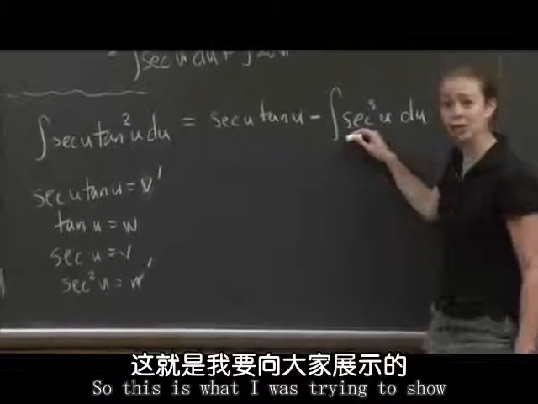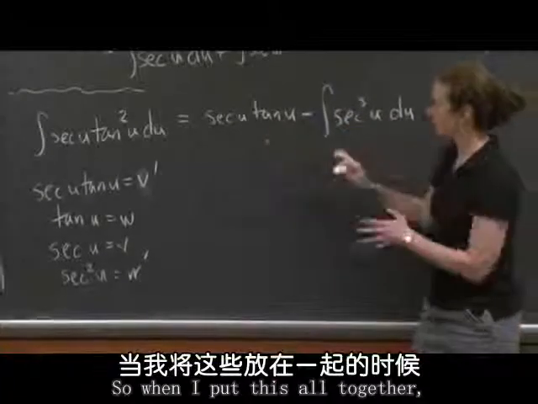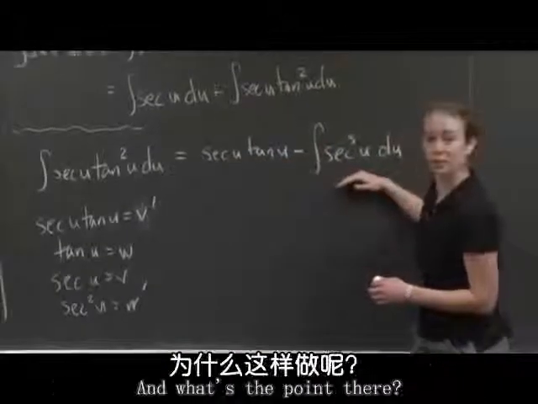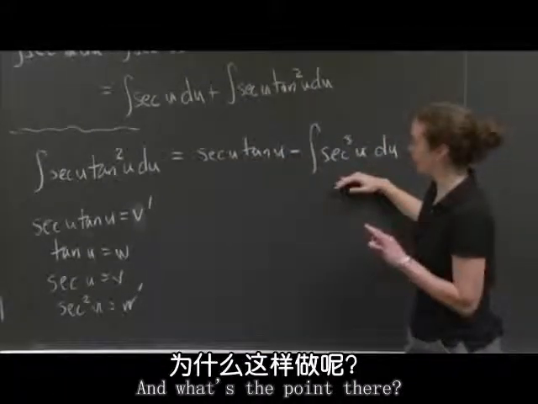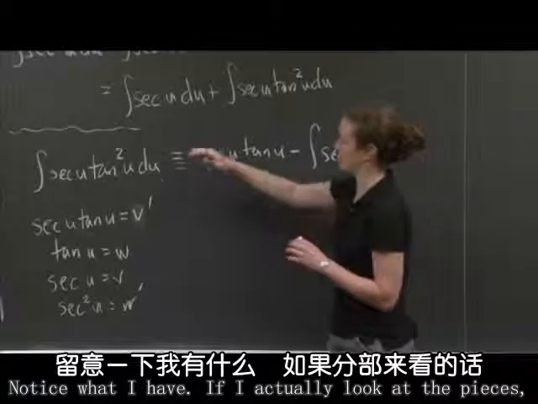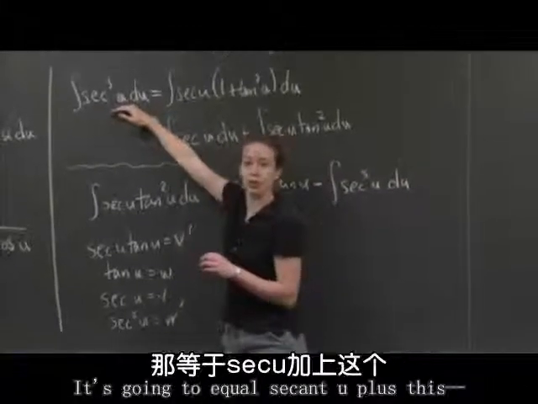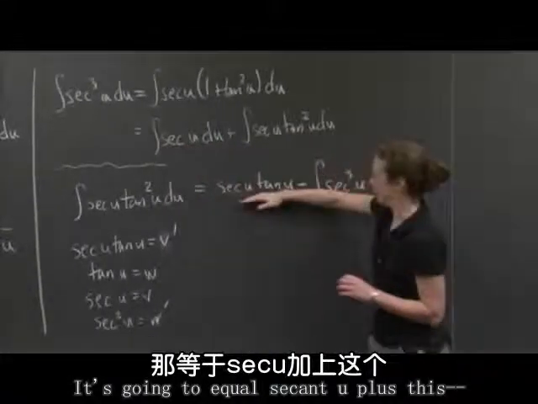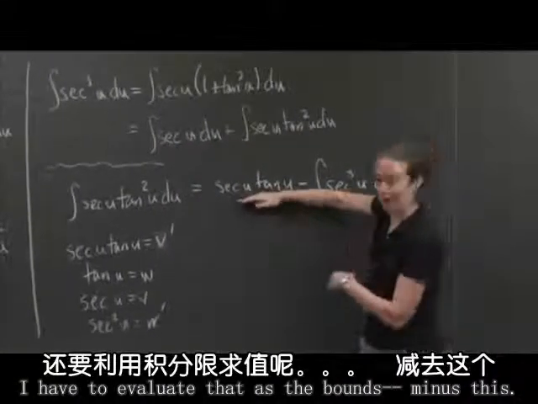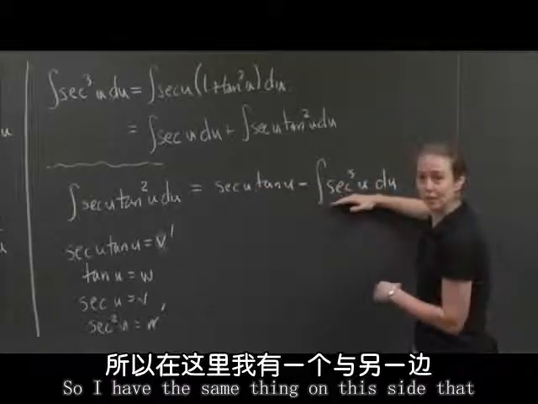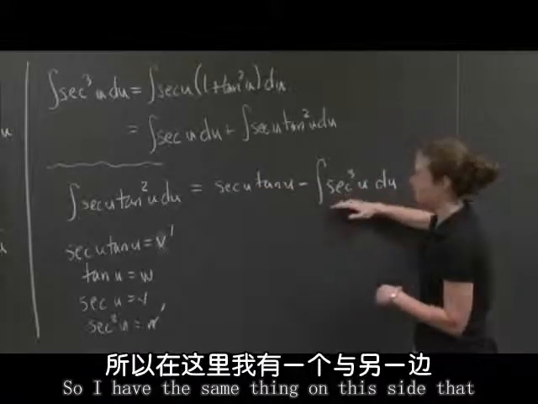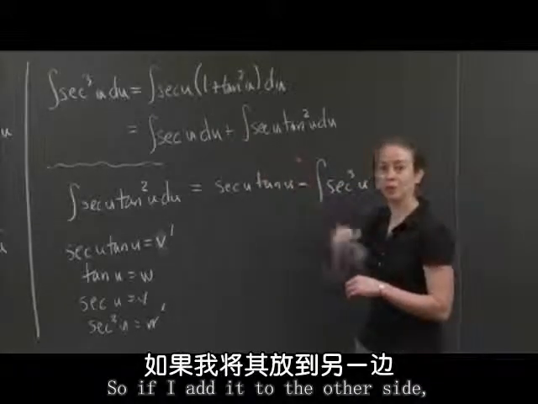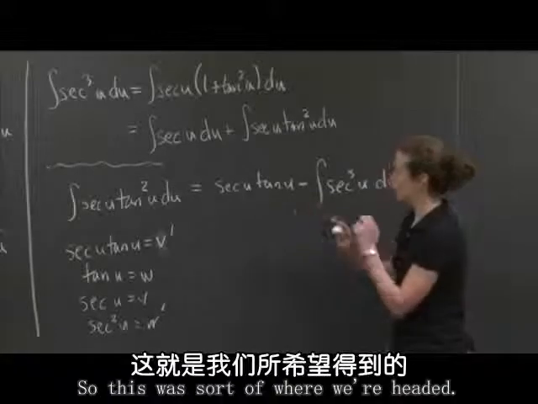So this is what I was trying to show you we were anticipating. When I put this all together, I replace this integral by these two things. And what's the point there? Notice what I have. If I look at the pieces, I have up here a secant cubed u. It's going to equal secant u tangent u plus this. I have to evaluate that at the bounds, minus this. So I have the same thing on this side that I had on the other side, but with a minus sign. So if I add it to the other side, I'm going to get two of them. So this was sort of where we're headed.